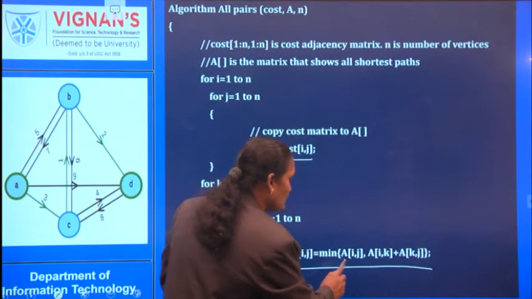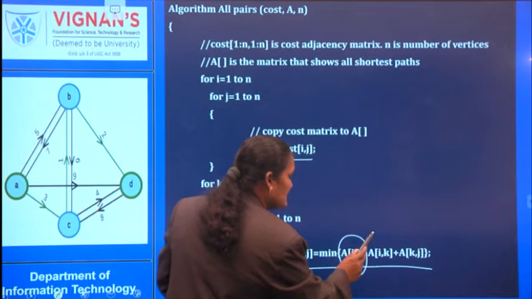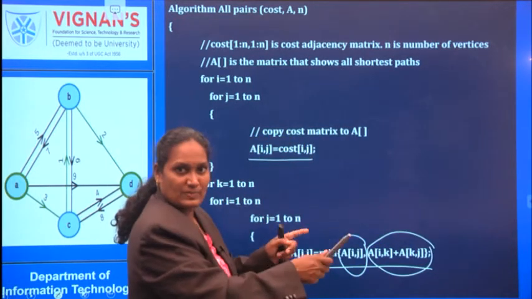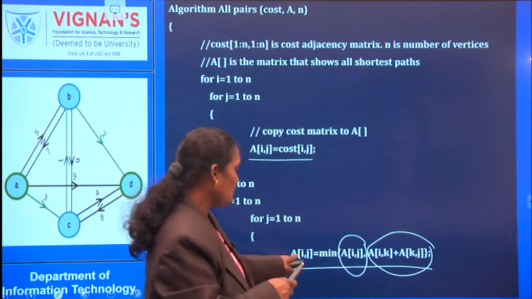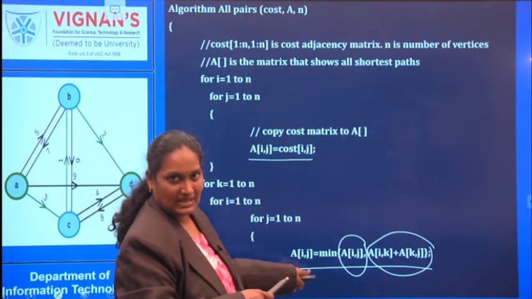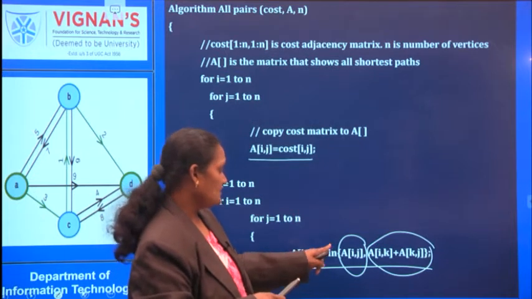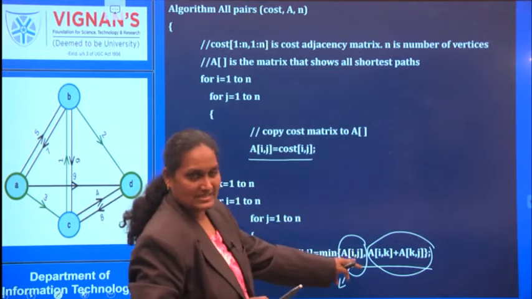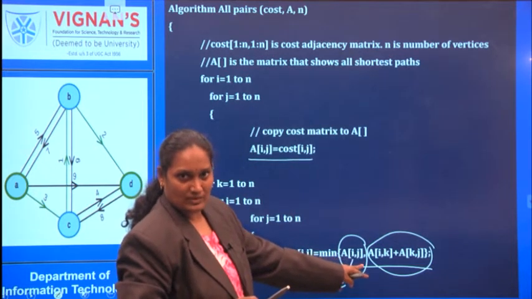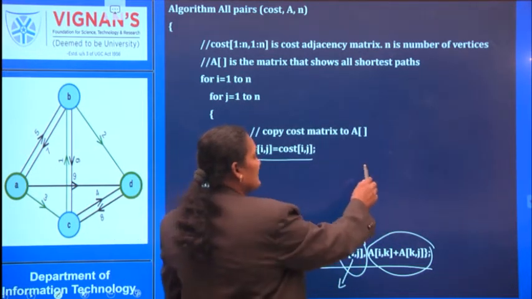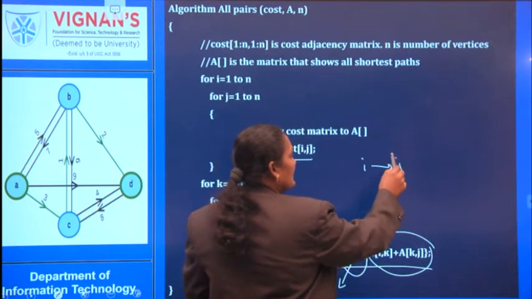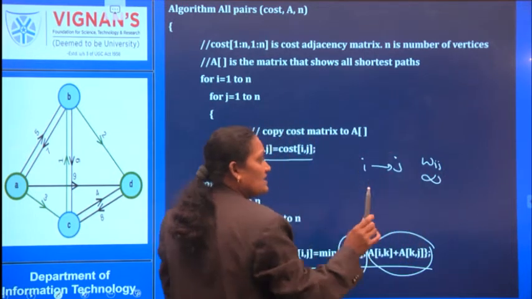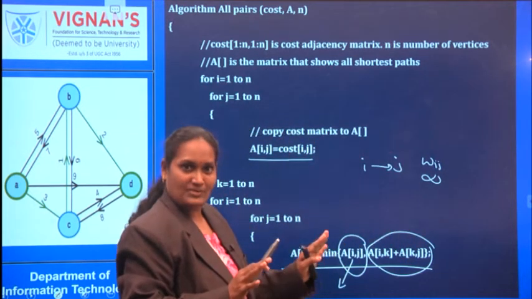Here we are representing two terms. One term is Aij and the other term is Aik plus Akj. Out of those two, which becomes minimum? With that minimum value, we are going to update the Aij value. Now, what is the actual value of Aij? If there is an edge from i to j, it becomes Wij, or if there is no edge, it becomes infinite. That is the original value of Aij.